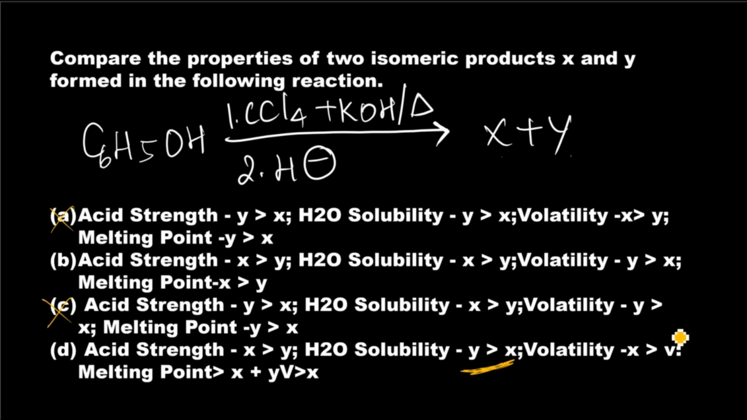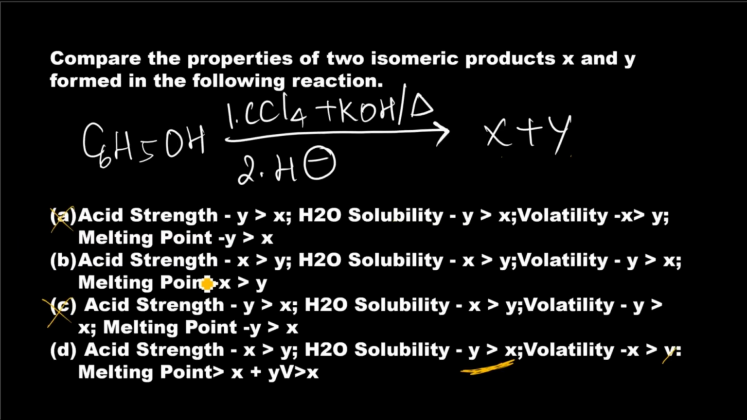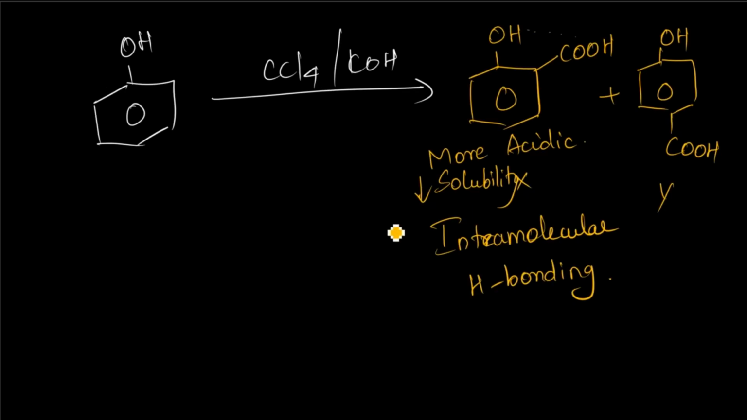Okay. Volatility. So if I am talking about volatility, this ortho product always stays volatile. So X is having more volatility than our Y, right? So volatility is also high.